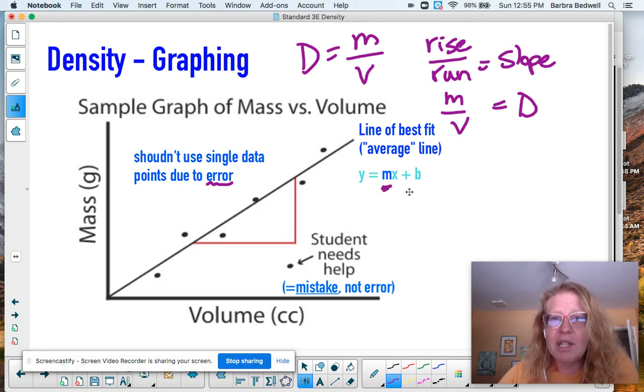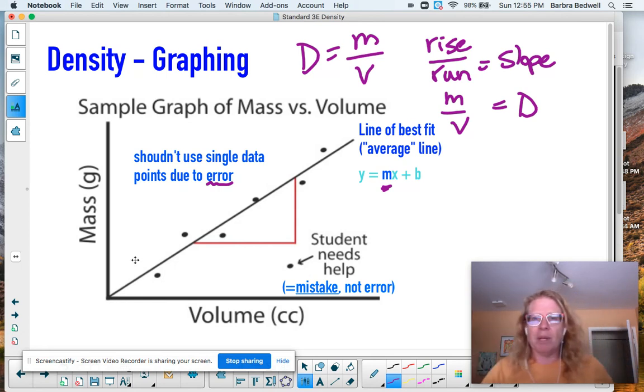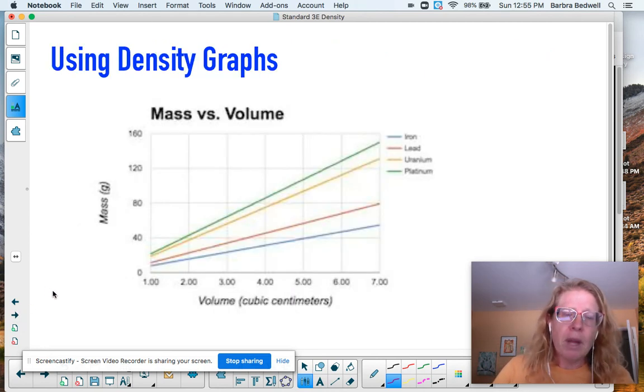And again, just as a reminder, if you're using that slope intercept form, y equals mx plus b, m is your density. So if you're given a line equation, that m part tells you what the density is. B tells you that intercept, where it crosses, and it should be 0. But again, with our error, that's oftentimes a little bit plus or minus from 0. It should be really close to 0 though. So there you go. We can use this with different materials.